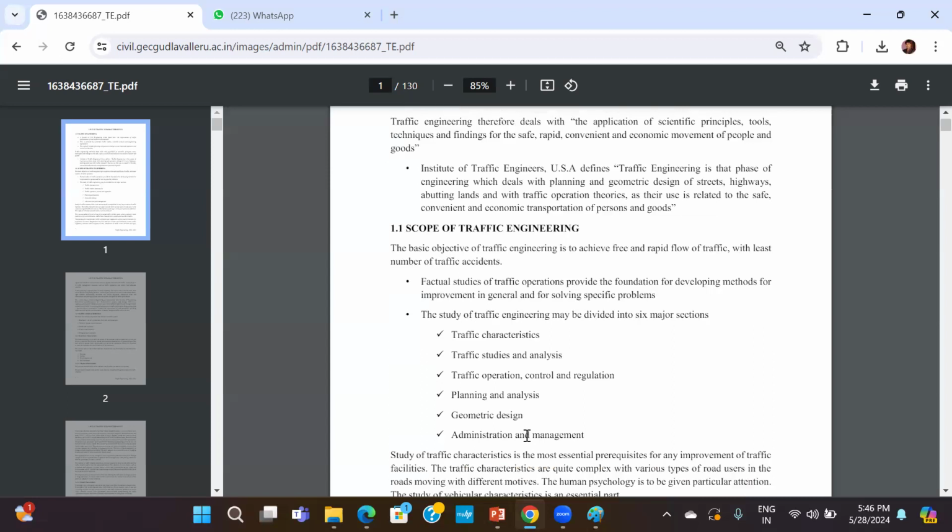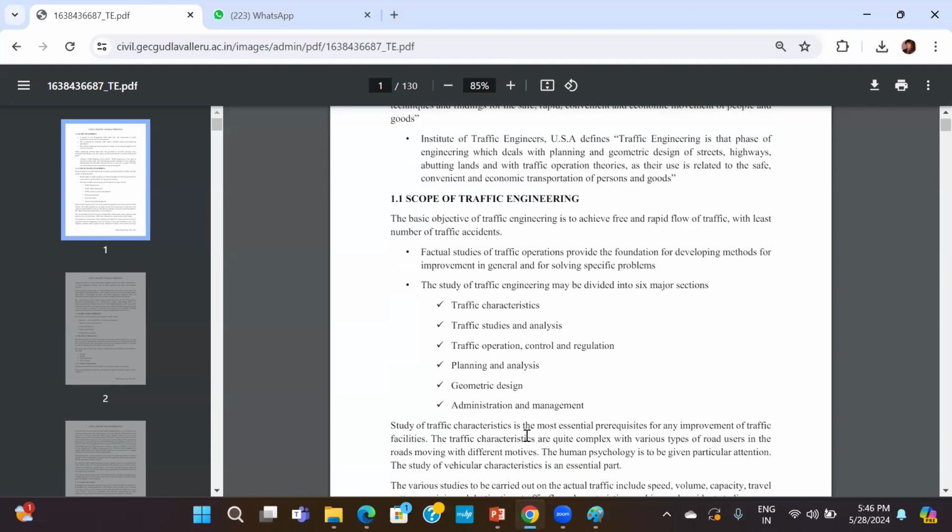So considering these points, the study of traffic engineering may be divided into six major sections, that is traffic characteristics, traffic studies and analysis, traffic operations, control and regulation, planning and analysis, geometric design, which we have seen in the second unit, and administration and management. So these are the six major sections on which traffic engineering depends.